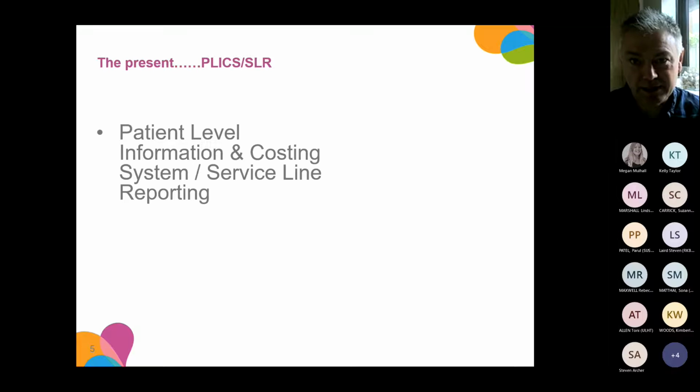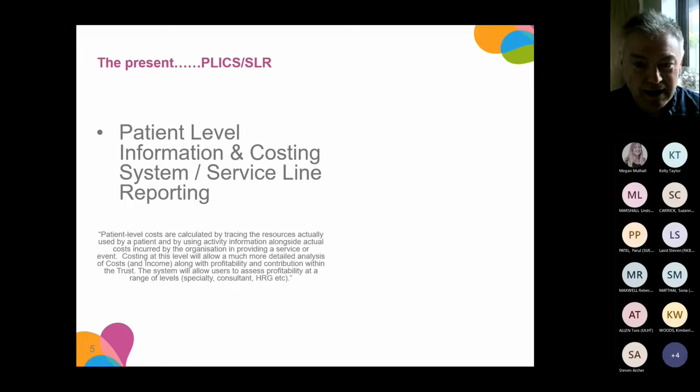So the present PLICS and SLR, as I said, is patient level information and costing systems, and SLR is service line reporting. So patient level costs are calculated basically by tracing the resources used by a patient and getting the activity against the patient alongside the actual costs that the organisation incurs.